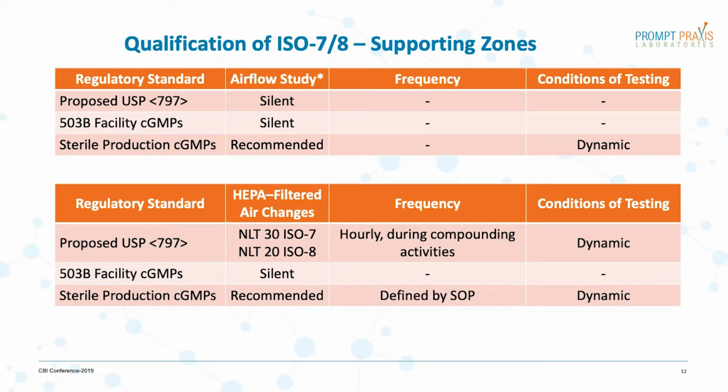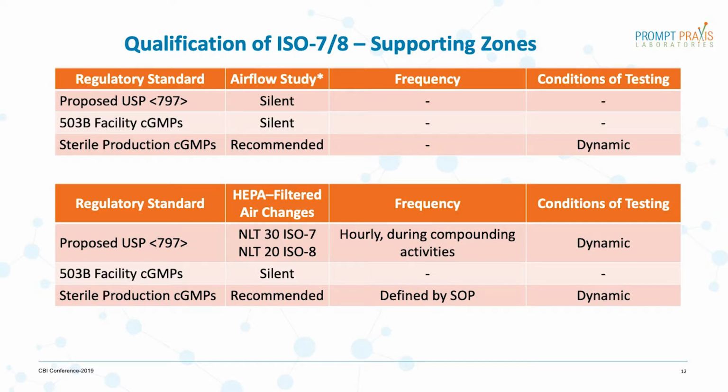In these supporting zones, often the way your facility is laid out is you have the critical zone, which is an ISO 5, you have buffer, gowning area, or also an ancillary area where you may be doing some other manipulations. And in those areas, smoke studies are silent, there's nothing mentioned in USP and 503B CGMPs. It's recommended for sterile fills under dynamic conditions. But again, these are not required per se.